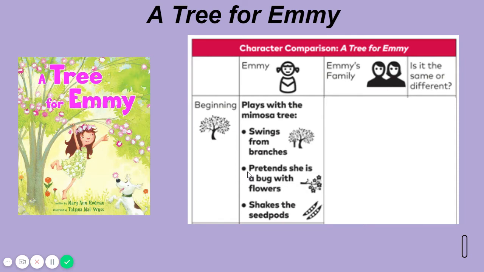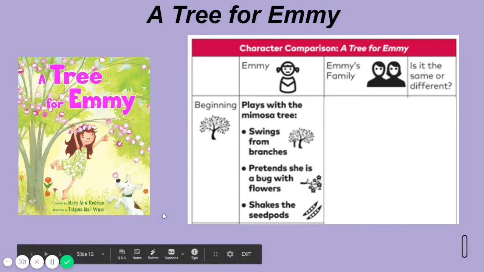So take a few minutes, boys and girls, and write this down. It doesn't have to be all three, but if you said one of these, go ahead and write it down. The first thing that came to my mind was she was swinging from the branches. So that may be something that you want to jot down on your chart. Take a few minutes to write it down.